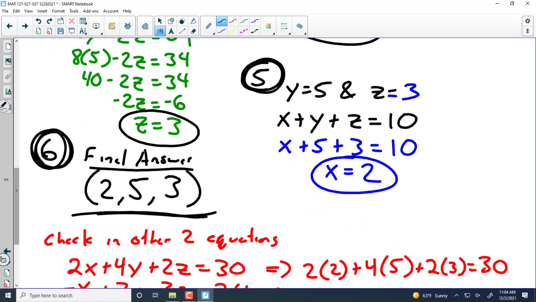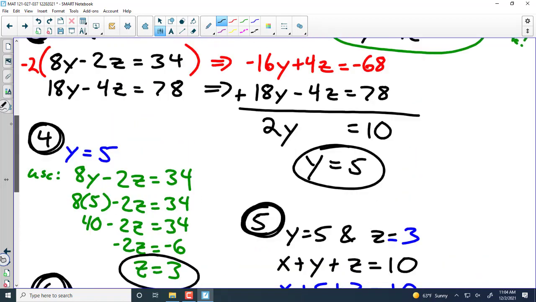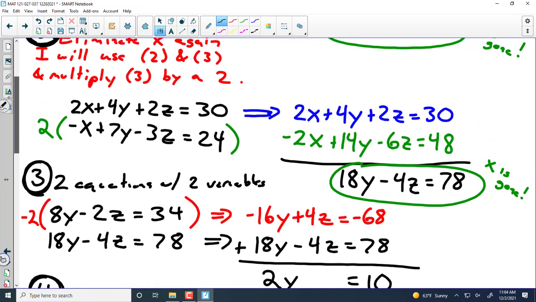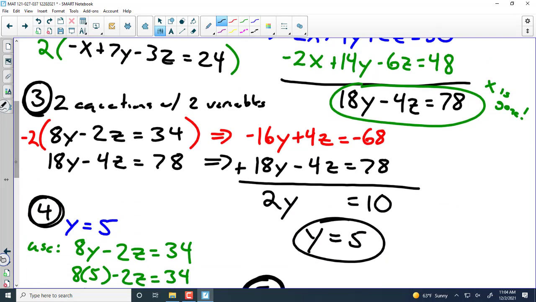Question? When you plug the y equals 5 back in, did you use the original form of the equation? It actually doesn't matter what you use. You use any equation that has y and z in it. So you could have used either of the original ones, or you can use the modified one. It doesn't make a difference. Any equation that has both y and z in it will give you the z value.